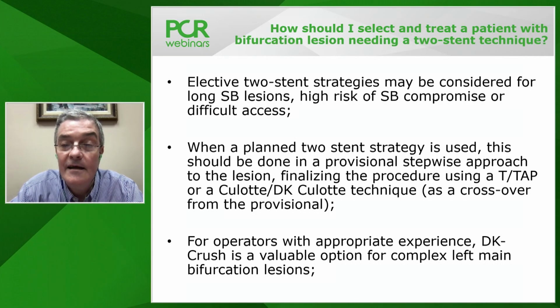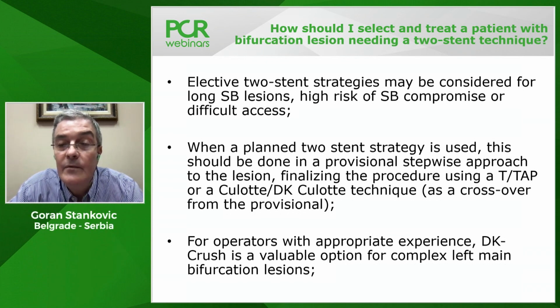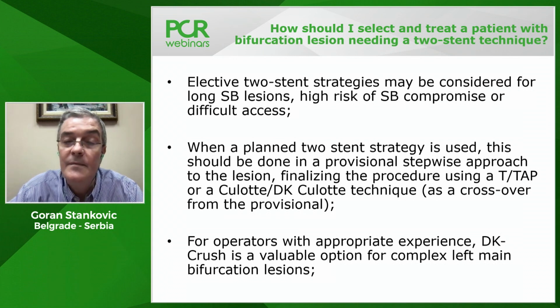So if I can have my final slides, just to conclude: in general, I think nowadays we all agree that in long diffuse disease of the side branch, something like the DEFINITION II study criteria by Professor Shaoliang Chen, with a lesion more than 10 millimeters, stenosis more than 90%, or 70% at the ostium of the CIRC, or in case of high risk of losing the side branch or difficult access, we need to think in advance of a two-stent strategy.